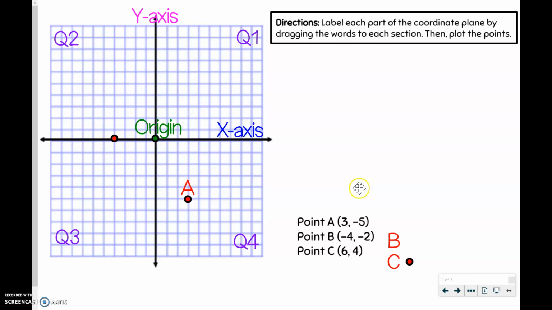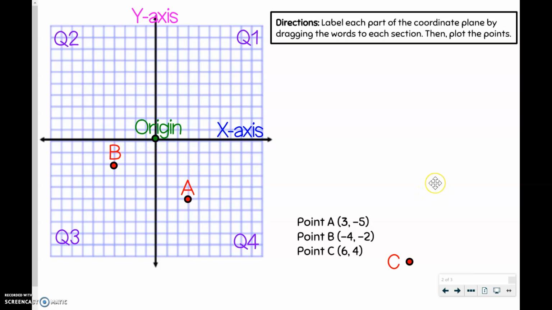Now I got to know, well, where is my y coordinate going to take us? So the y coordinate is negative 2, so that negative is telling me to go down because it's the y. So I'm going to go down 2, and I land right there. That's where our point is for point B, so I put a label for it.